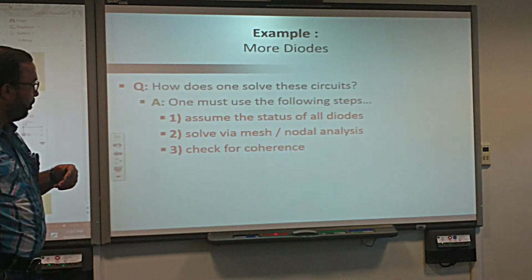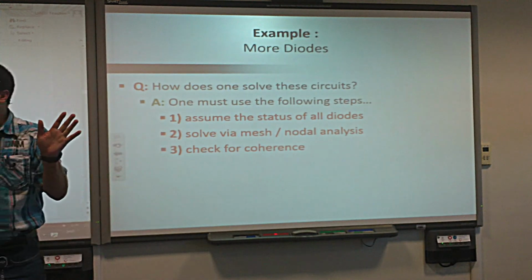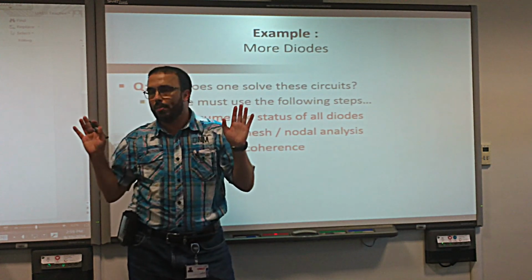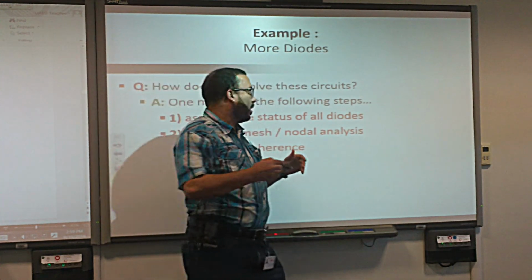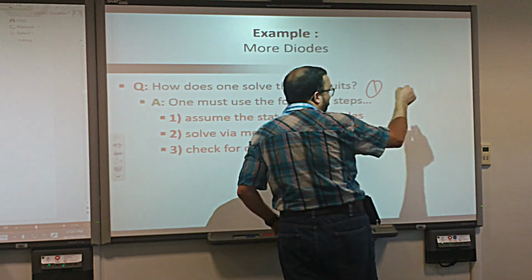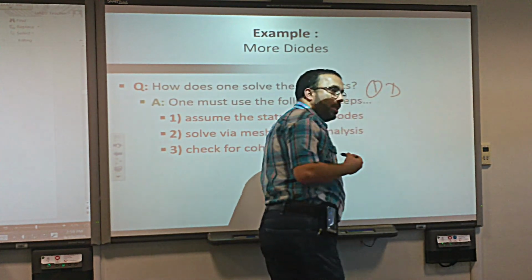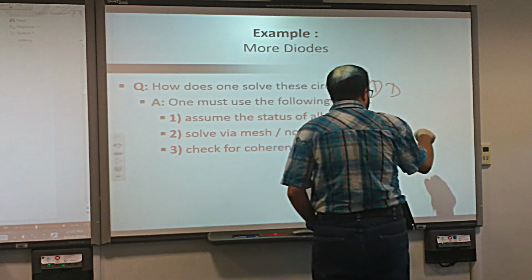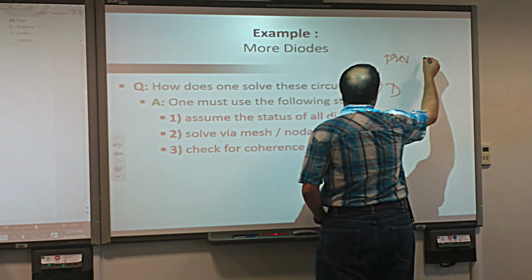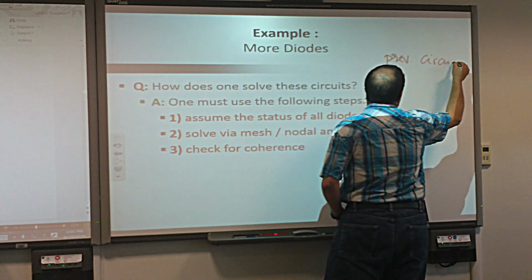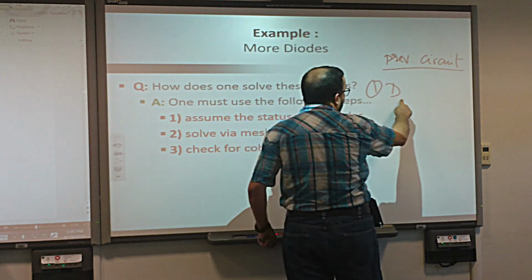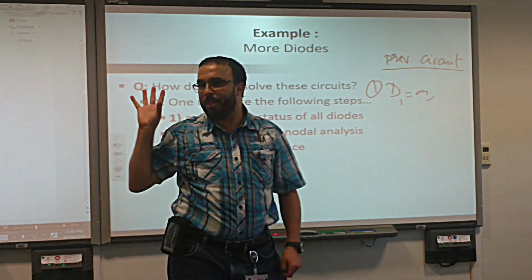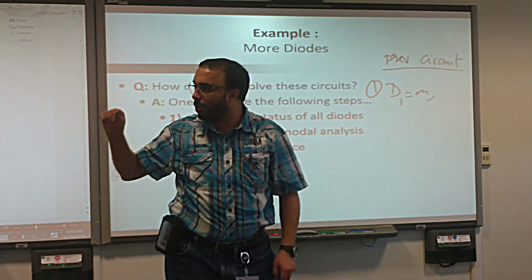We make assumptions. We take the diodes in the circuit, diode 1, 2, 3, 4, and we make assumptions. I assume D1 is on, first assumption. Let's say we have the previous circuit. Each diode is either on or off. So D1 is, let's say, on. On means short circuit. Off means open circuit. It's like a switch, on and off.